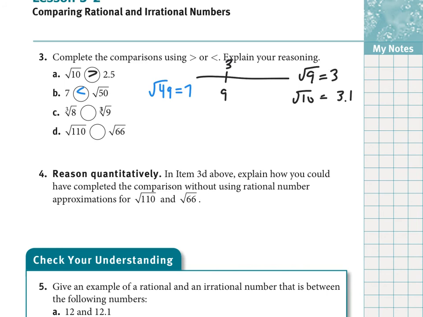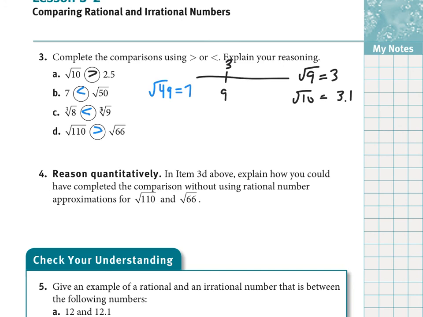Part C, the cube root of 8 and the cube root of 9. Since they're both cube roots, they're both equal roots, whichever number is under the radical symbol. That's a fancy name for the symbol there, the square root symbol or the cube root: it's called a radical sign. Since the 9 is bigger than the 8, I know the cube root of 9 will be bigger than the cube root of 8. Same thought process with letter D. They're both square roots, so the square root of 110 is going to be bigger than the square root of 66.